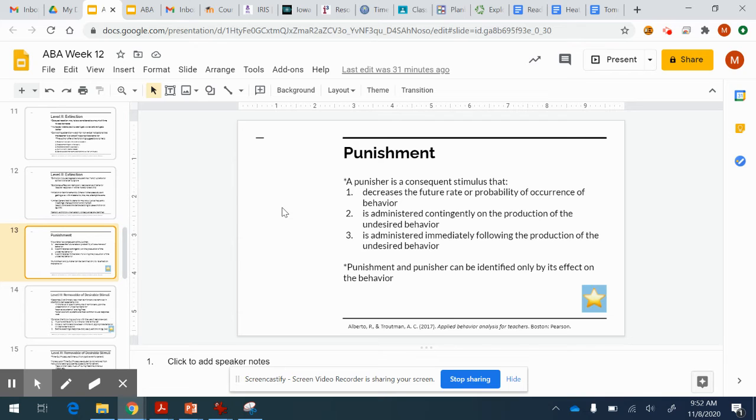Also, the book gives several other examples. They talk about a father spanking their son because they're throwing toys. If it doesn't stop the child from throwing toys, then the spanking really is not a punisher. So we can only use those terms as identified by the effect that it has on the behavior. If it helps to stop the behavior, then we can call it a punishment or a punisher.